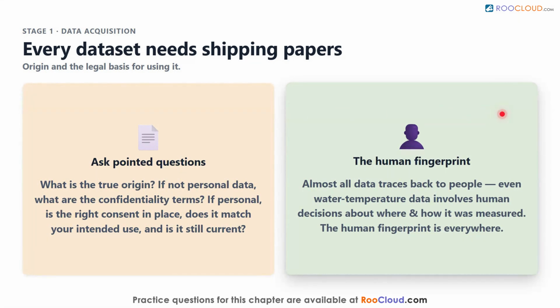A crucial insight is that almost all data traces back to people somehow. Even a dataset about water temperature involves human decisions about where and how it was measured, so the human fingerprint is everywhere.